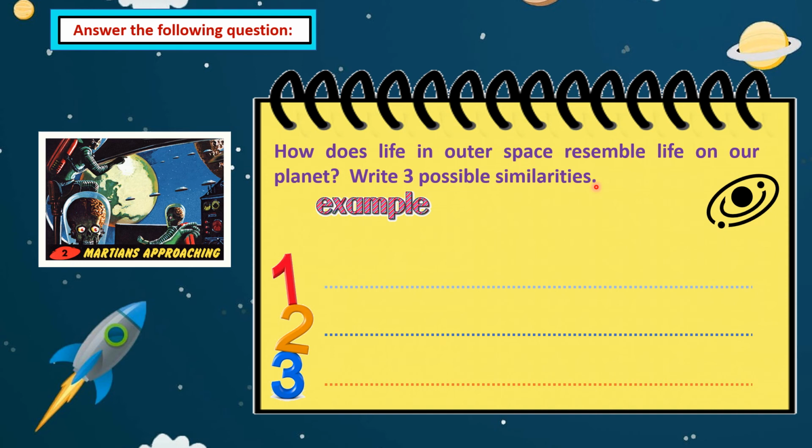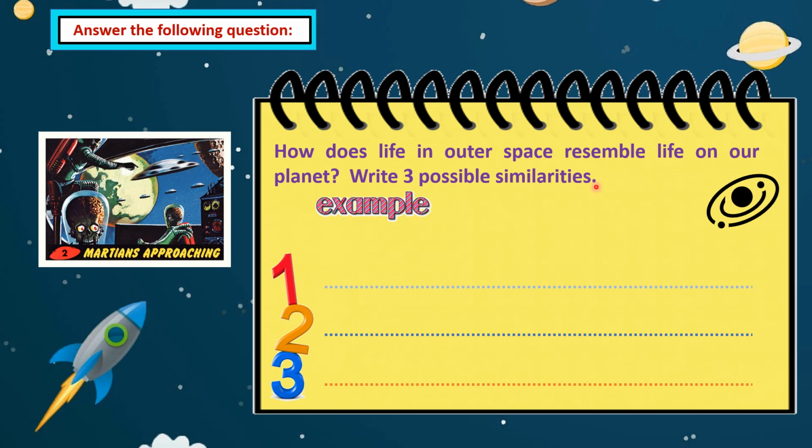Okay, so in Spanish it says, ¿de qué manera la vida en el espacio exterior se parece a la vida en nuestro planeta? Escribe 3 similitudes posibles. Okay, so we are going to suppose these are possibilities. Okay, we are going to imagine.